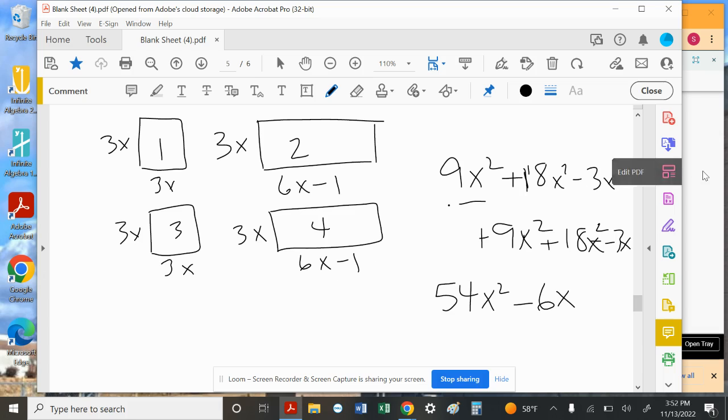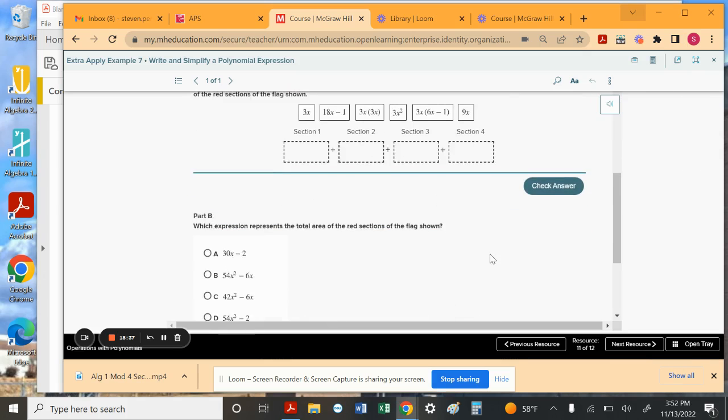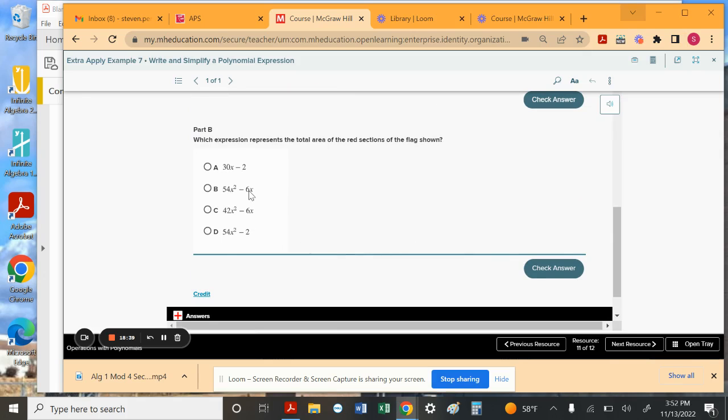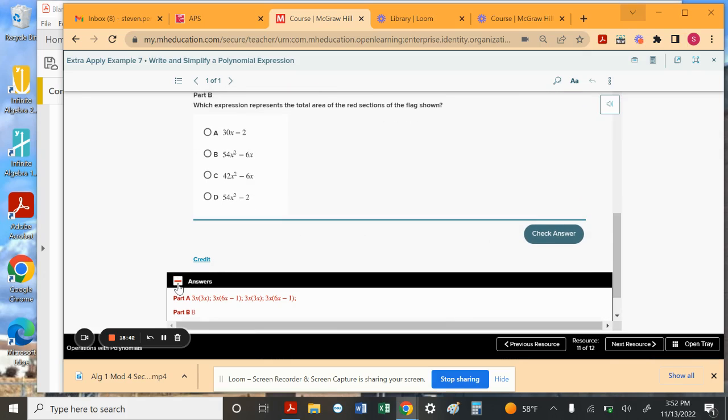So it should be 54x squared minus 6x, which should be b. Okay, and there it is, b. Okay, and that's what we have.